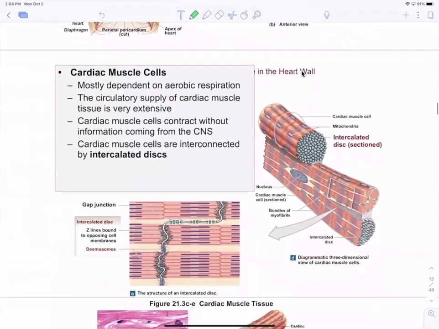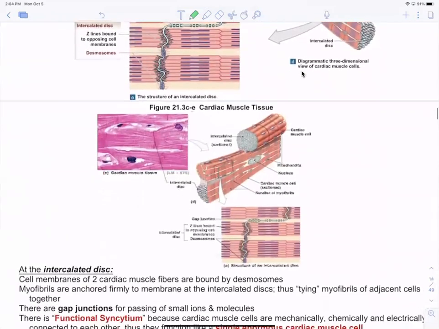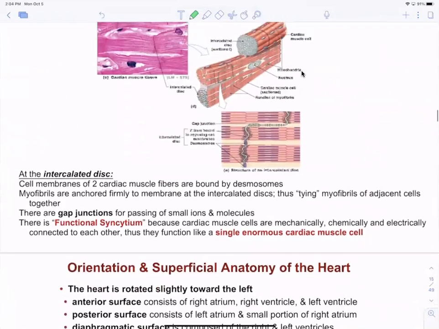Again, cardiac muscle cells are branched, and they have what are called intercalated discs, with these gap junctions that allow for ions to move from one muscle cell to the next. So it depolarizes each muscle cell as it goes along. Just flows from one to the next. So it's in sync. It's functionally in sync.